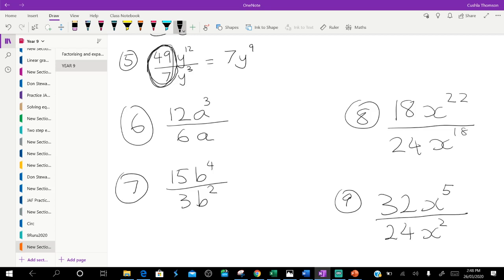Right, so look what I'm doing. I'm saying 49 divided by 7 is 7. So down here, I need to be looking for common factors. What's 12 divided by 6? And with the powers, the rule is that I subtract the powers. Okay, so we do our division, our common factoring on the numbers, and we do our subtracting the powers here.